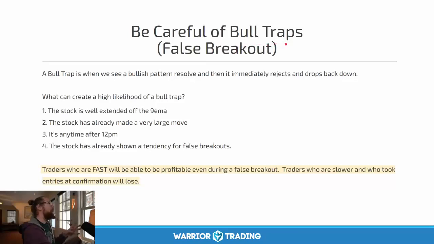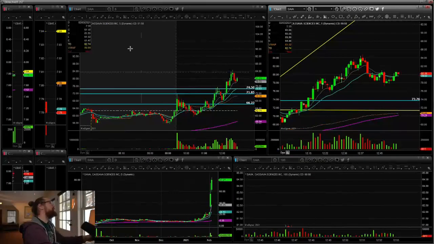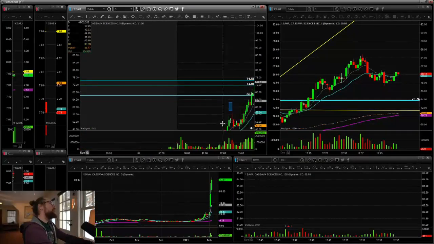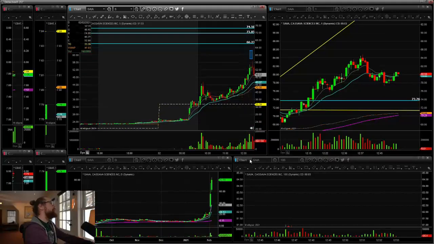Being careful of bull traps, which we also sometimes call false breakouts. A bull trap is when we see a bullish pattern resolve and then immediately reject. And so yesterday we actually had a bull trap on Sava, if you recall, which was right here. So that right there was a bull trap.